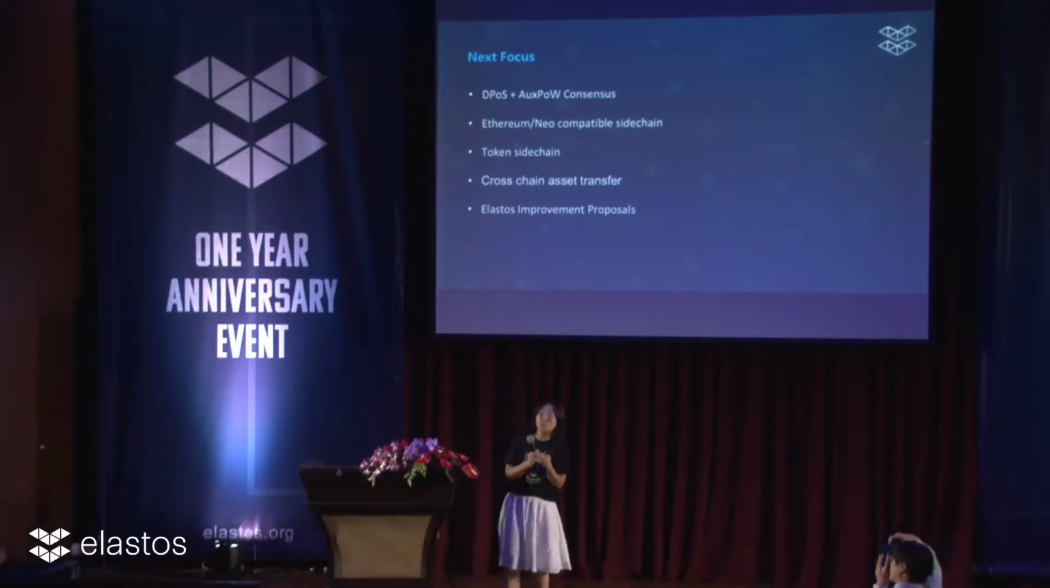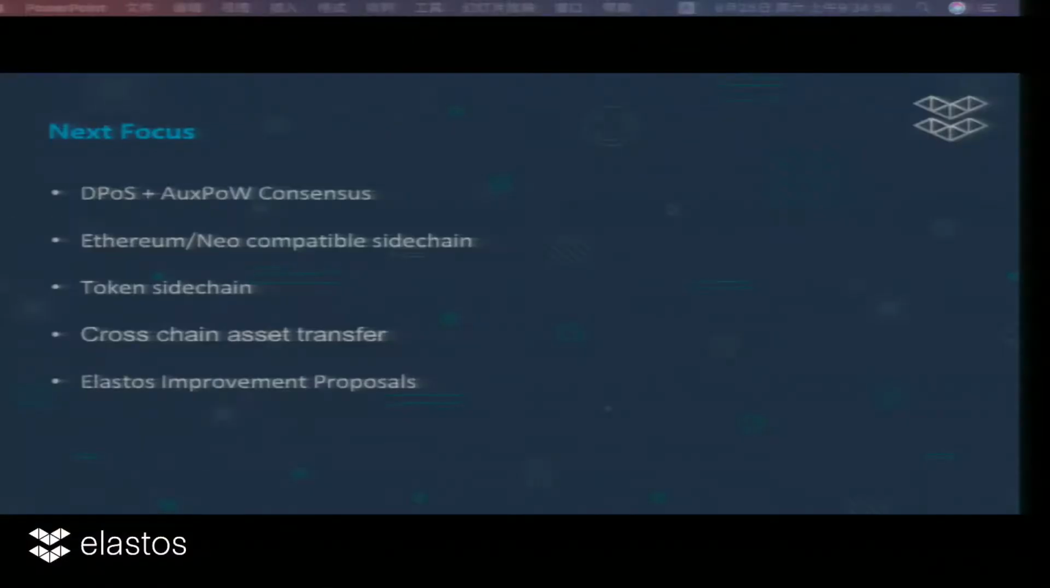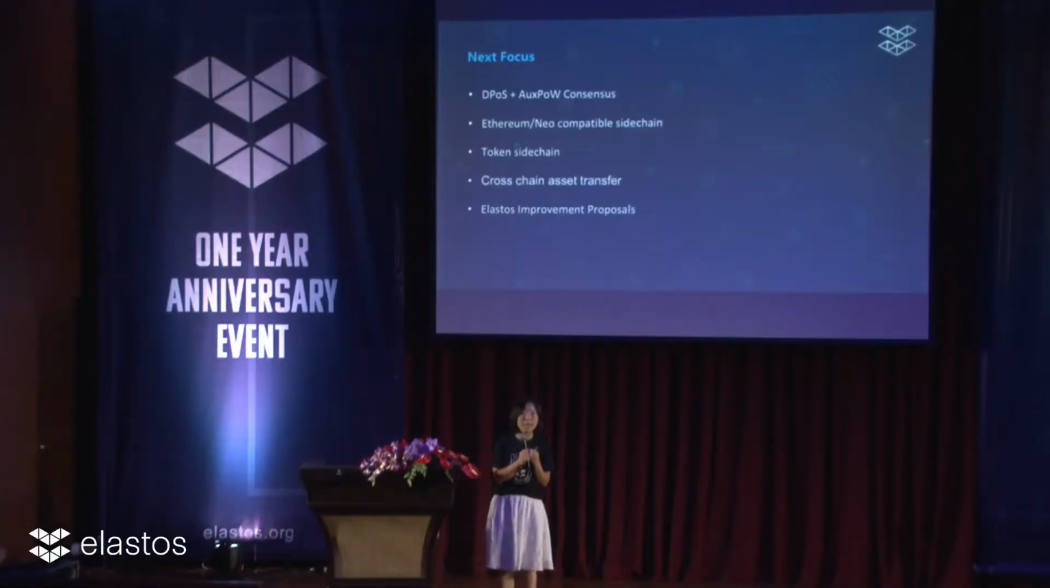Finally, we know that we are not able to make this project perfect, so we will launch the Elastos Improvement Proposals in the near future. This is similar to the Bitcoin Improvement Proposals. With this mechanism, we invite all the community to suggest your ideas, raise your issues, and provide us proposals. So let's work together to make the Elastos project much better and stronger.